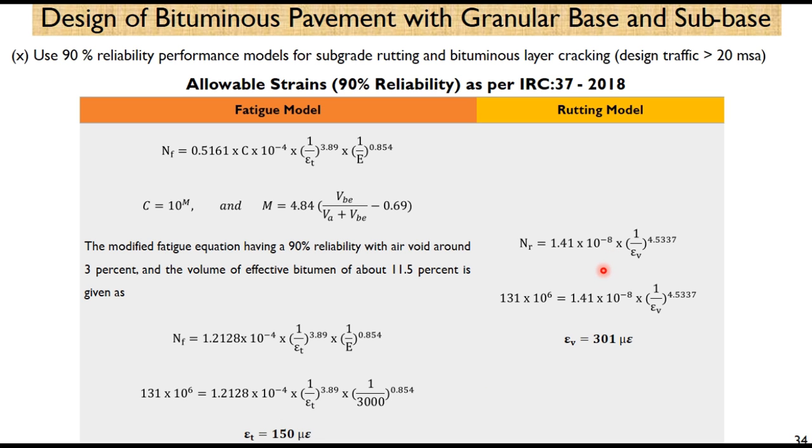Similarly for rutting equation, if you put value of NR equal to design traffic at 131 million, you can calculate what is allowable compressive strain at the level of subgrade top, and that is 310 microns. Now these values, allowable strain should be more than the actual strain coming on the pavement. So we again go to IITPAVE to find out for the trial section which we assumed what are the strain values at critical locations.